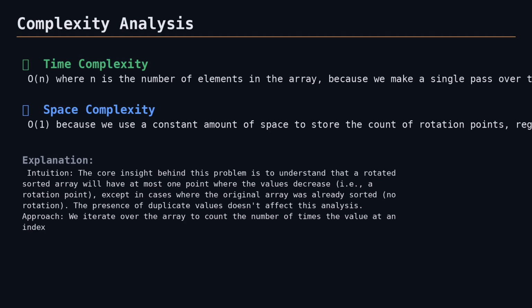Now, let's talk about the complexity of this solution. The time complexity is O(n), where n is the length of the array, because we're iterating over the array once. The space complexity is O(1), because we're only using a constant amount of space to store the count variable.